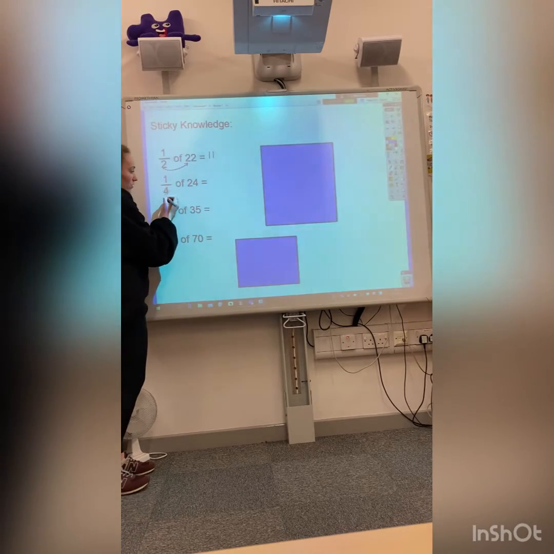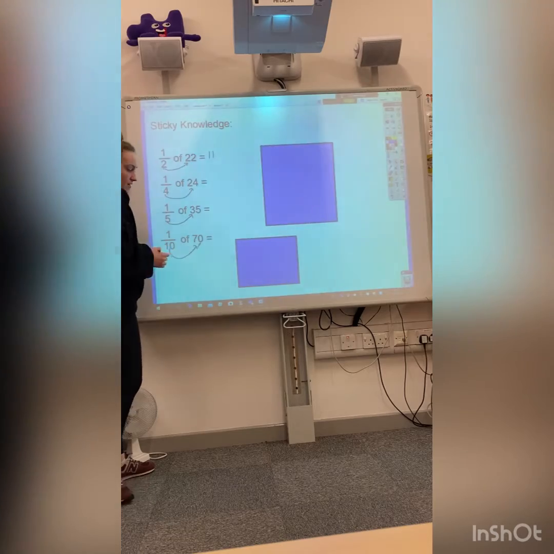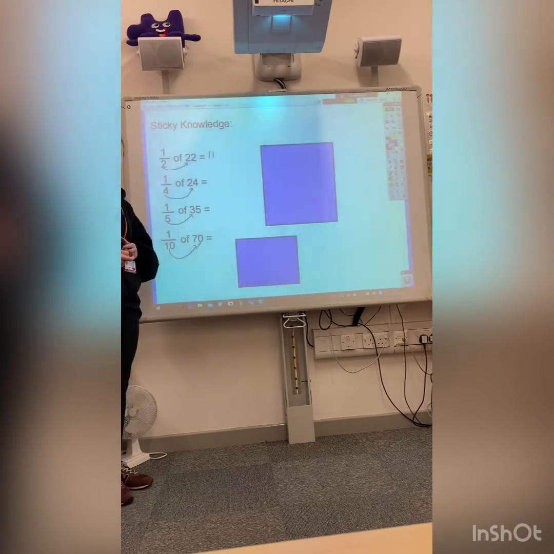To find a quarter, how many 4's go into 24? And then to find 1/5, how many 5's go into 35? 1/10, how many 10's into 70? Let's see if you can have a go at those ones.